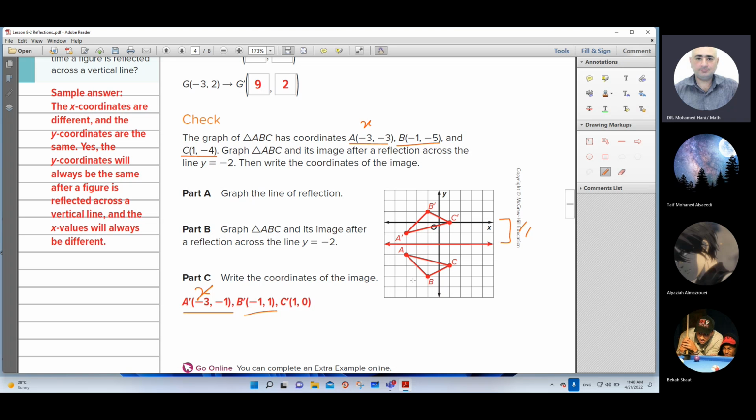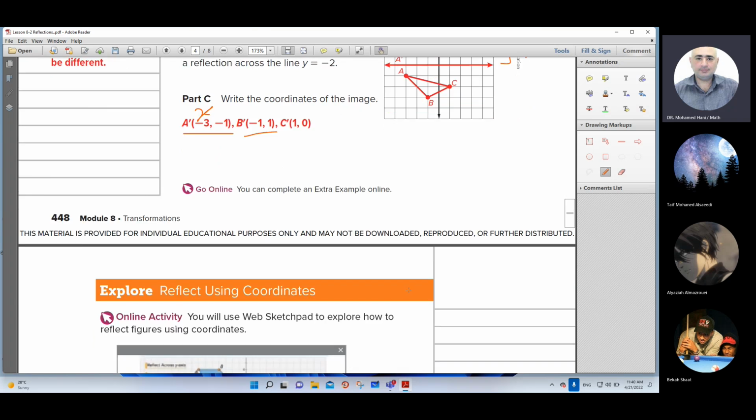Now, if the line of reflection is the y-axis, we have the same y but the opposite x. And if we have a line parallel with the y-axis, we have the same y but different x.